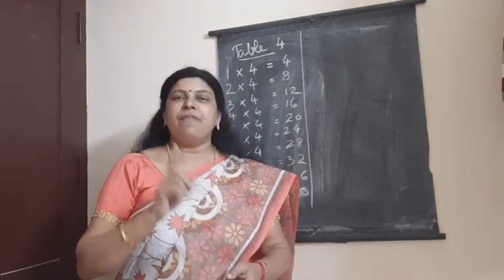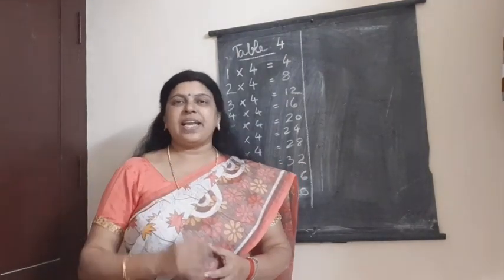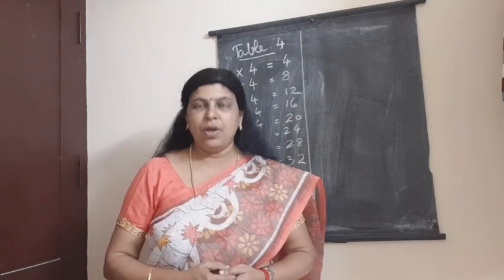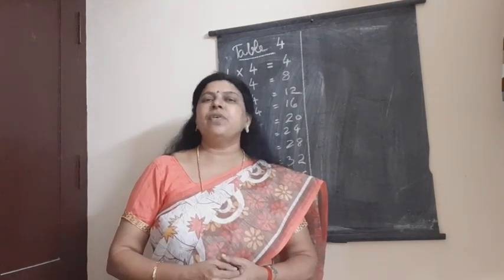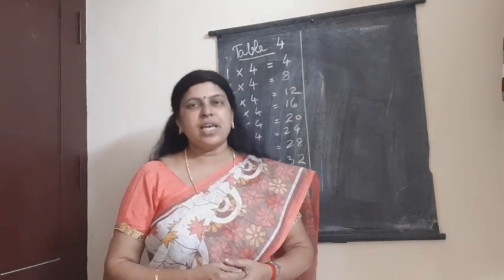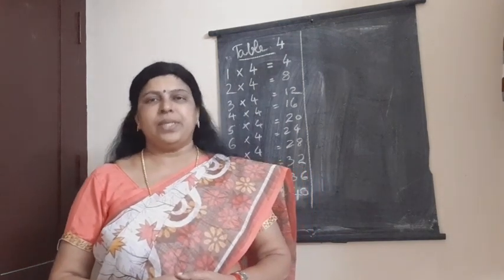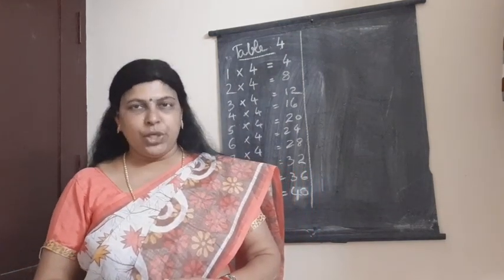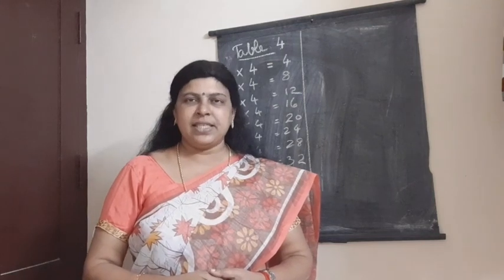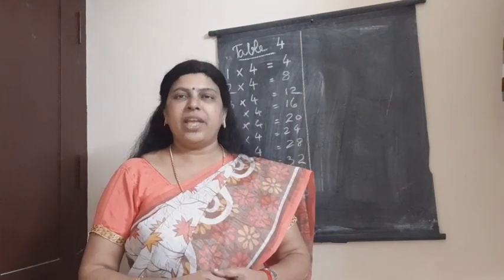Once again, 1-4 is 4, 2-4s are 8, 3-4s are 12, 4-4s are 16, 5-4s are 20, 6-4s are 24, 7-4s are 28, 8-4s are 32, 9-4s are 36, 10-4s are 40.